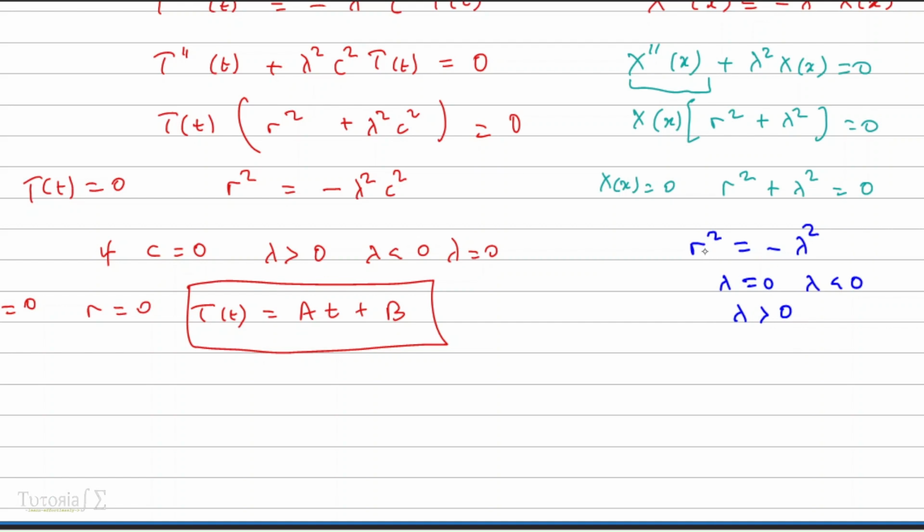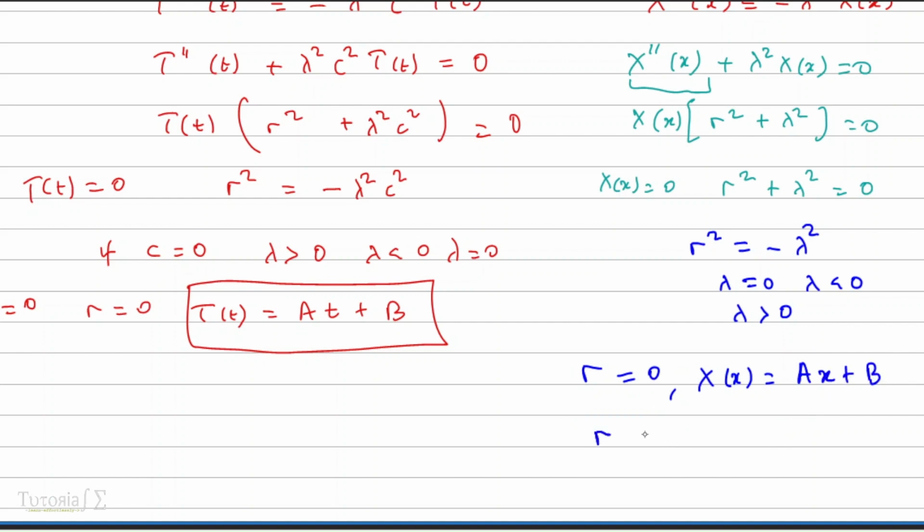Okay, so if lambda is equal to 0, we're going to have r being equal to 0, meaning that X will be equal to what? X will also be equal to 0. No, no, no. We take the general solution, when it is 0. So we're going to have ax plus b.